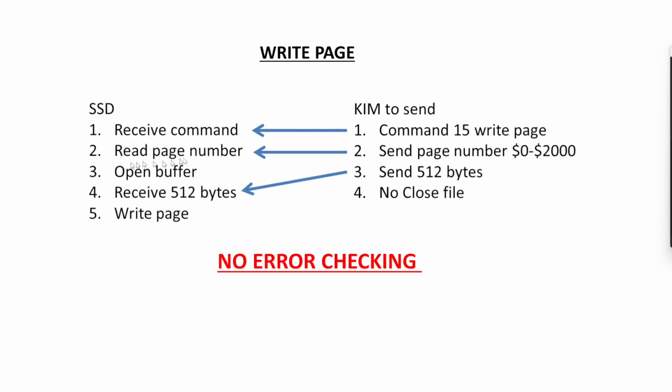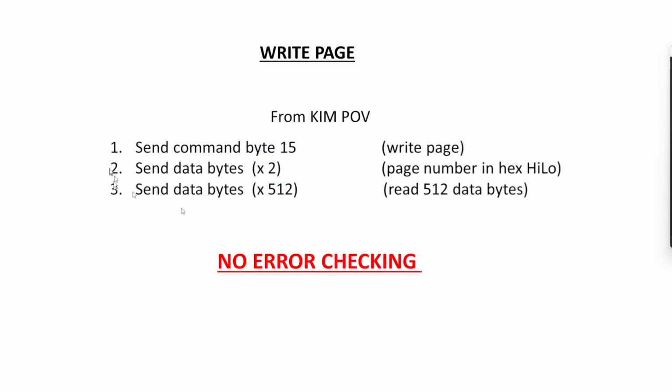So if you did put the wrong page number in there and you got your bytes in, you'd overwrite the usage table, and you won't be able to find any files after that. You'd totally corrupt it all. And there's no close, you just send 512 bytes, and that's it. So simply, you send command number 15, then page number, and then 512 bytes.